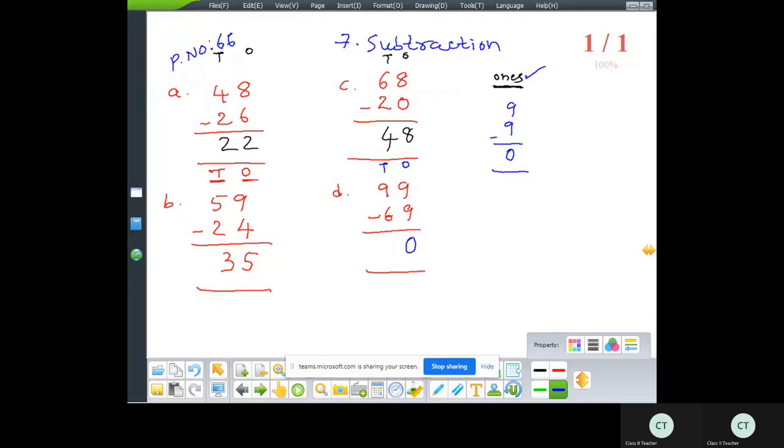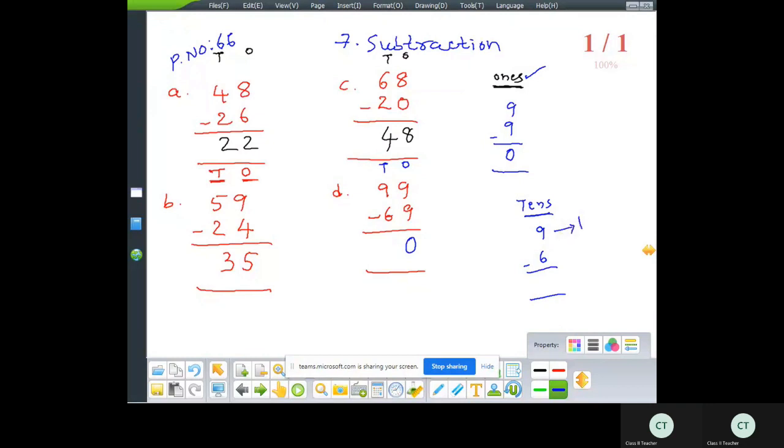Now subtracting on 10. In the 10 place, the digits are 9 and 6. 9 minus 6. Here 6 is smaller than 9. Then 6 is subtracting from 9.